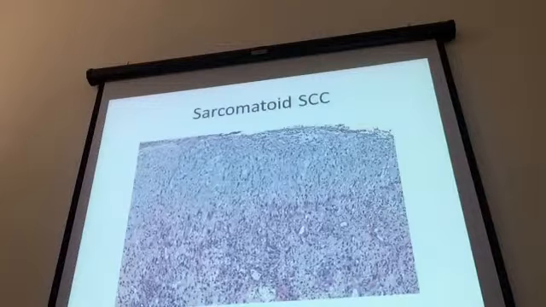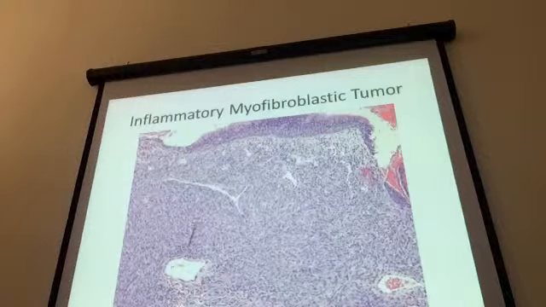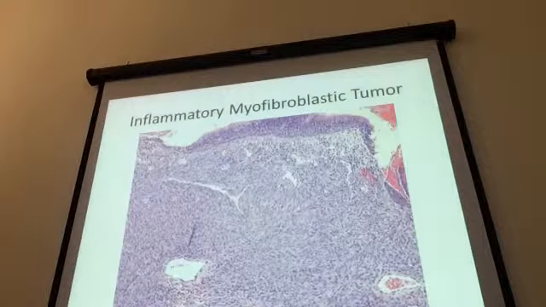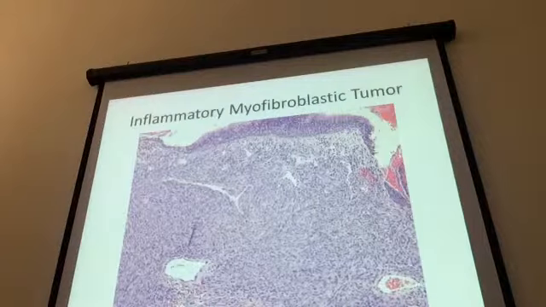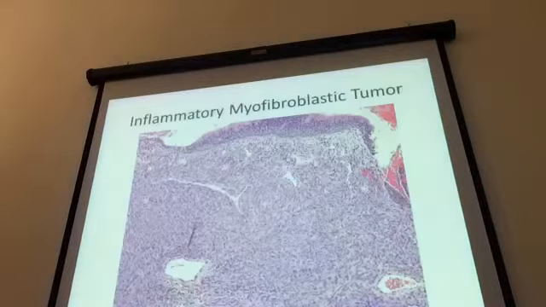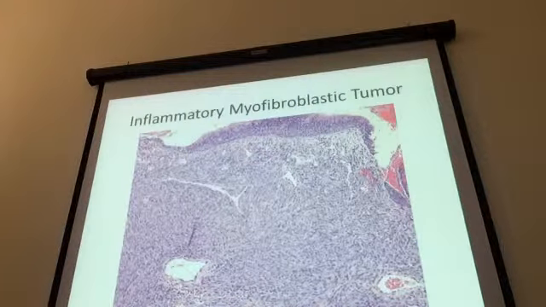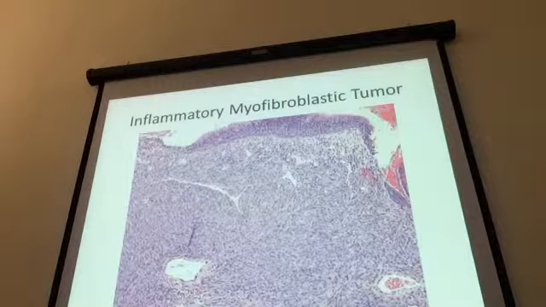Sarcomatoid carcinoma, we've talked about that. I won't go into that any further at this point, other than to say that sometimes you can get a lesion that can look a little bit like sarcomatoid squamous carcinoma. So if you have something that looks like sarcomatoid carcinoma, but it's not staining with keratin, you might think about doing an ALK1 to possibly consider inflammatory myofibroblastic tumor.